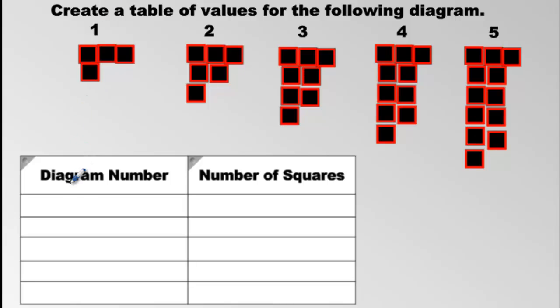Diagram number 1 has 4 squares. Oops, we don't do that. We have to put diagram 1. Diagram 1 has 4 squares. Diagram 2 has how many? 3, 4, 5, 6 squares. Diagram 3 has 3, 5, 7, 8 squares. So we see a pattern here that we're going up by 2 every time. That's the pattern. Now what's the relation here?